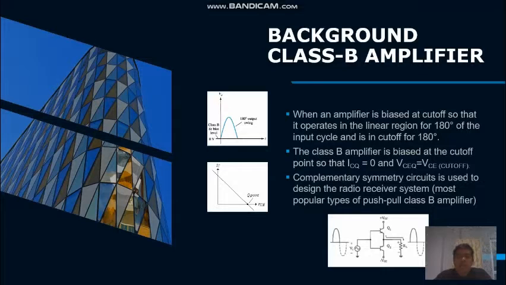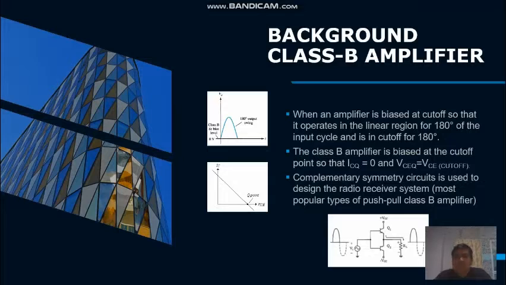The second point is that the class B amplifier is biased at the cutoff point, as I said just now, so that ICQ is equal to 0 and VCEQ is equal to VCE cutoff. The second figure on the left shows where the Q point in class B is.